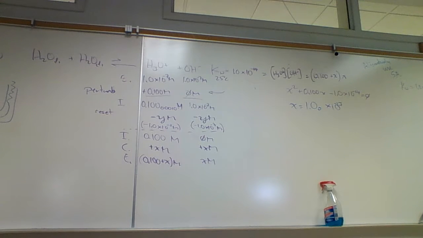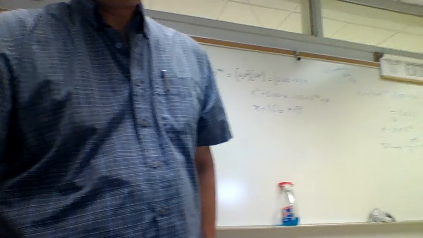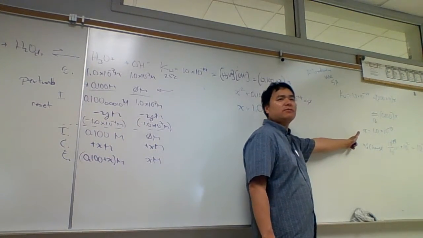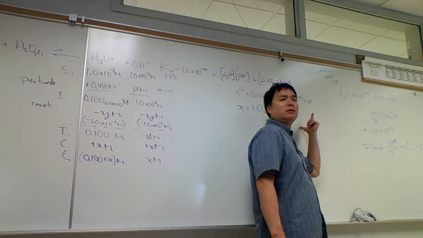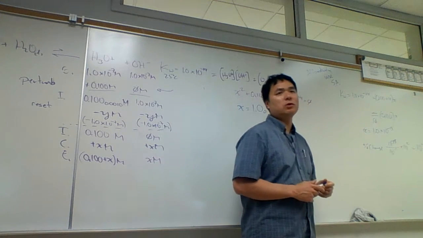10 to the minus 12% is way less than 5%. Many, many orders of magnitude smaller. And so in this case, it's easily justified, and this is why we get the exact same answer using the simplifying assumption as we get with the quadratic. We just saved ourselves doing the quadratic.